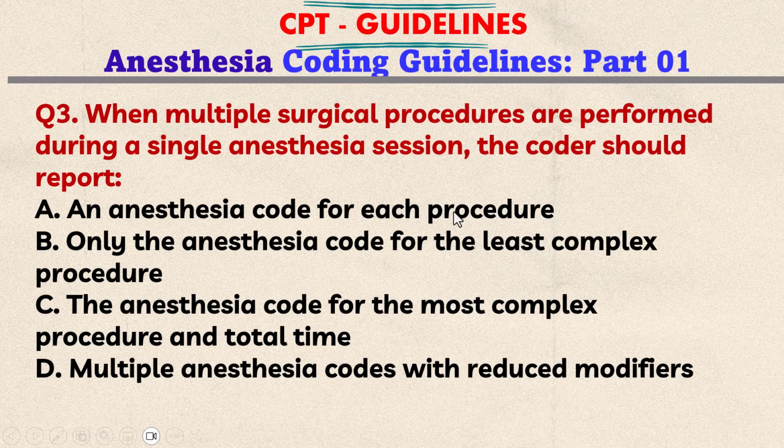Question number 3. When multiple surgical procedures are performed during a single anesthesia session, the coder should report: A. An anesthesia code for each procedure, B. Only the anesthesia code for the least complex procedure, C. The anesthesia code for the most complex procedure and total time, D. Multiple anesthesia codes with reduced modifiers.